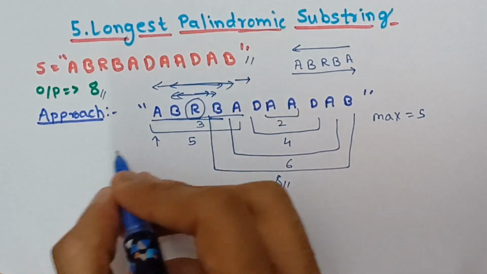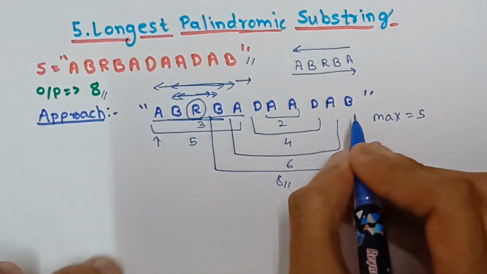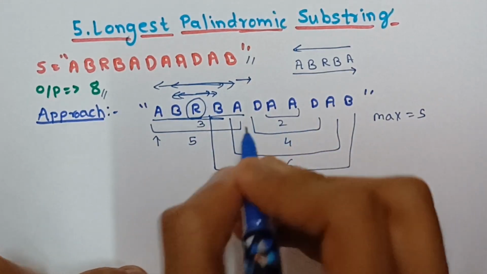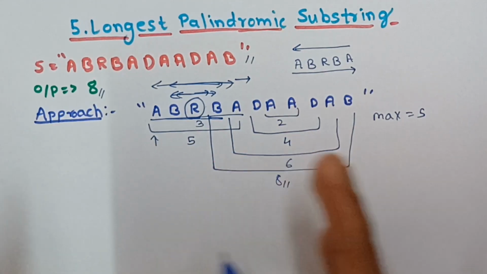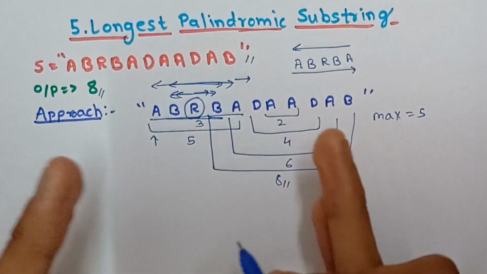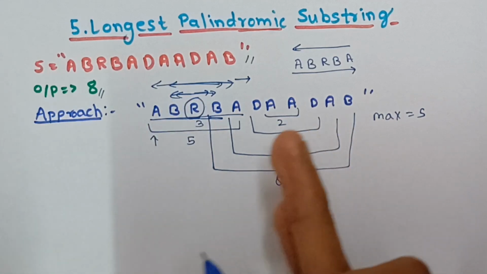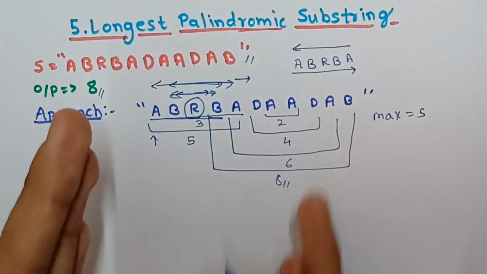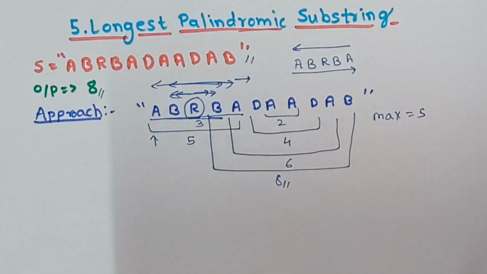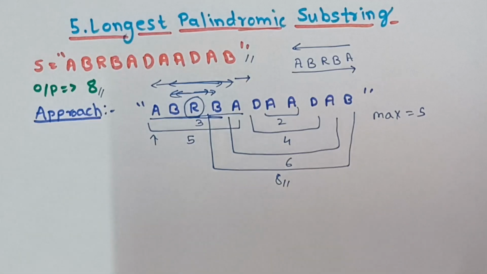Similarly we will traverse throughout the string, take each character, and check whether the right and left are equal or not. If they are equal, then we will proceed further by incrementing right and decrementing left. If they are not equal or it is the end of the string, then we will move the main pointer forward. You will understand more in the code. So let's go to the code screen.